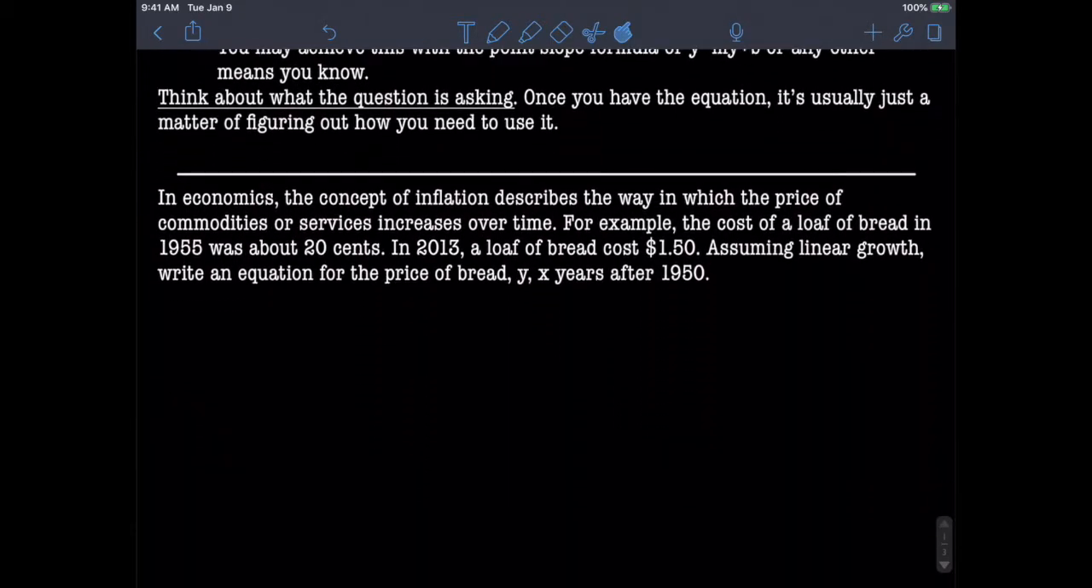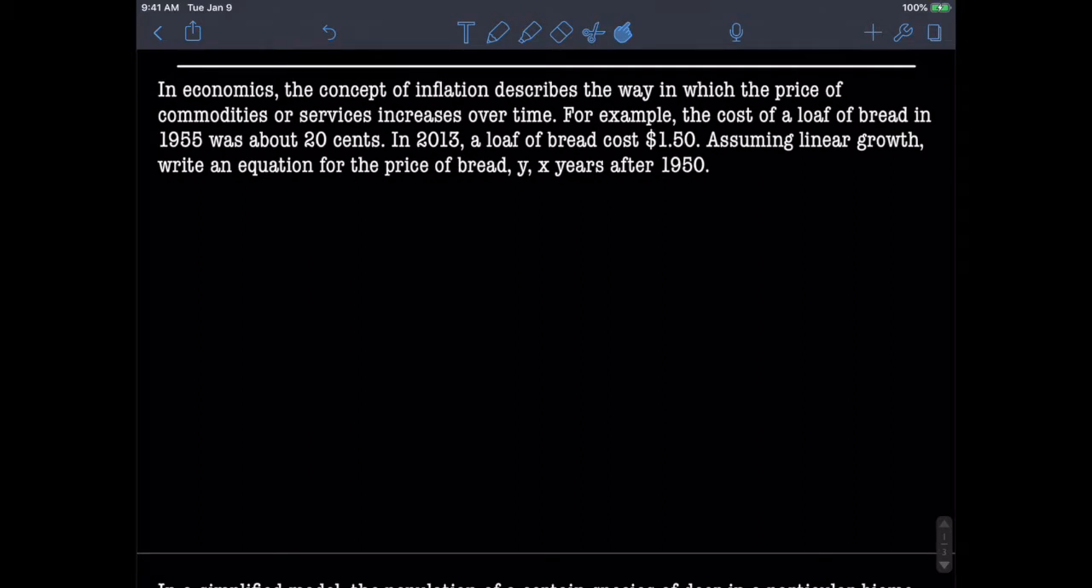Our first example reads: in economics, the concept of inflation describes the way in which the price of commodities or services increases over time. For example, the cost of a loaf of bread in 1955 was about 20 cents. In 2013, a loaf of bread cost $1.50. Assuming linear growth, write an equation for the price of bread y, x years after, oops, it's supposed to say 1955. So much for proofreading, eh?